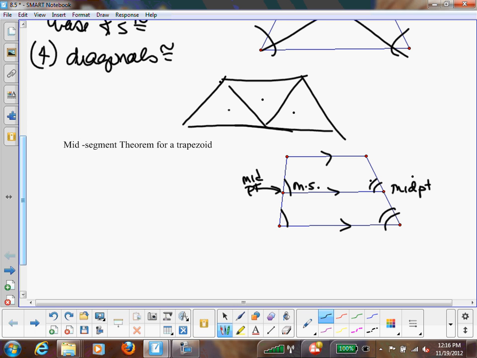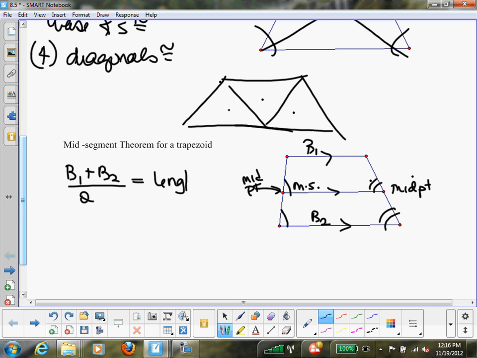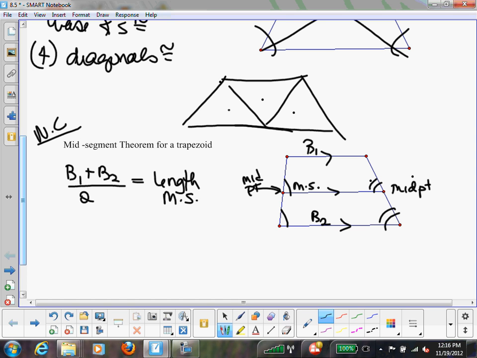Okay. And the interesting thing is if I call this B1 and B2, that B1 plus B2's length divided by 2 is equal to the length of the midsegment. So you want to think of taking the average of the bases. And so this is note card worthy. So the sum of the bases divided by 2 is equal to the length of the midsegment.